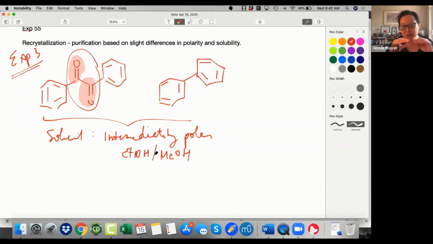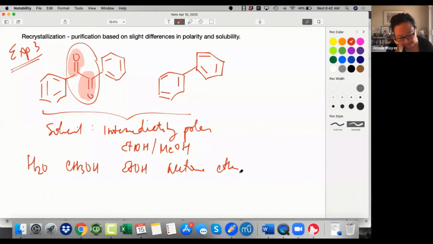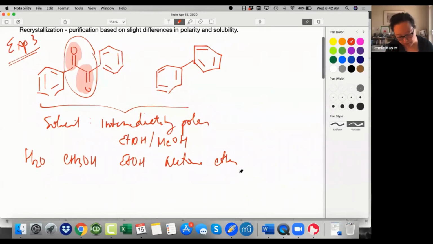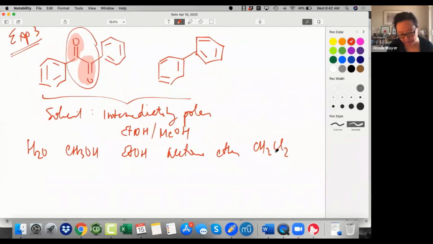So there's this whole spectrum, right? On the polar side, we had water, then we have methanol, then we have ethanol, then we have acetone, we have ether, you know, these guys. And you start to get more and more nonpolar. You have methylene chloride, which is a little bit polar also because of the chlorines. And then on the very end here, you have hexanes or benzene, you know, very nonpolar things.